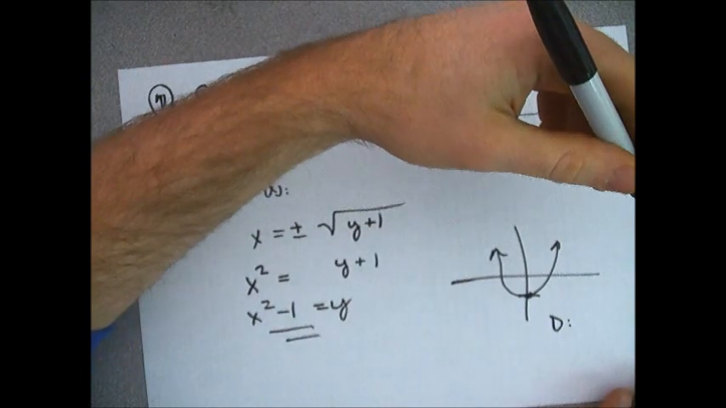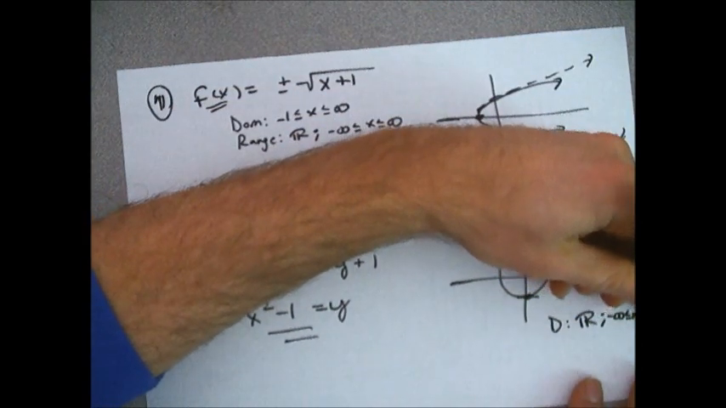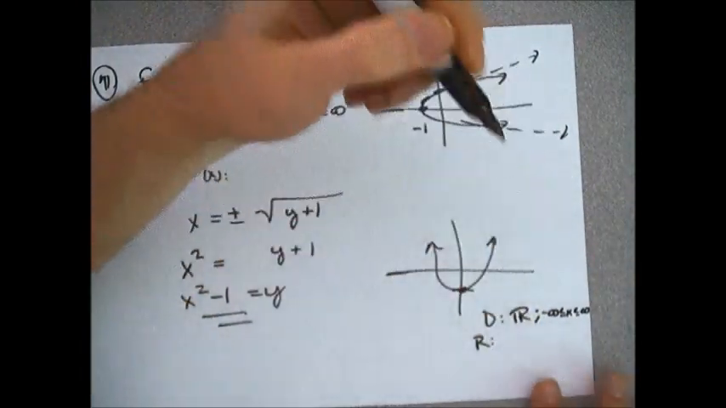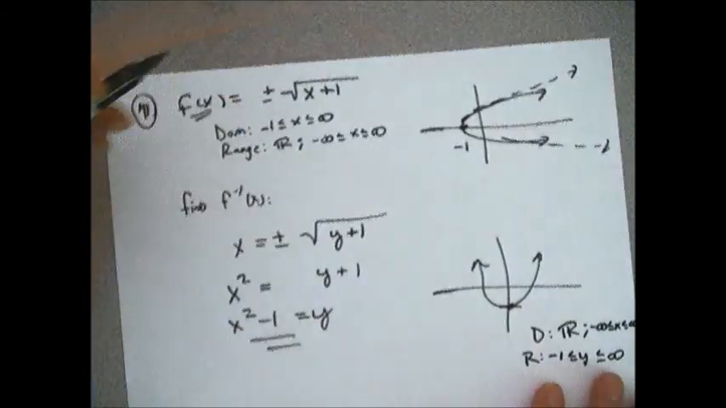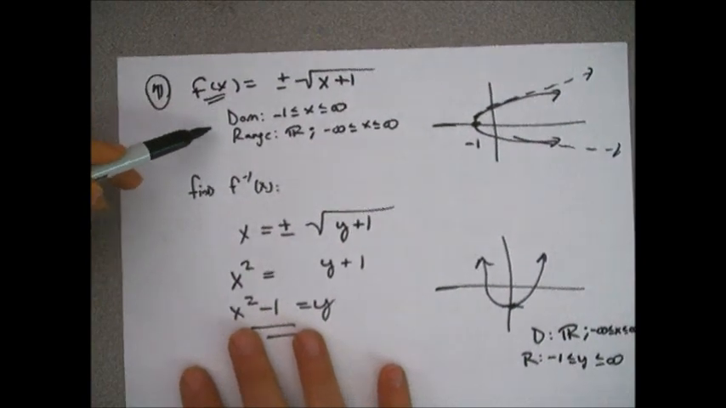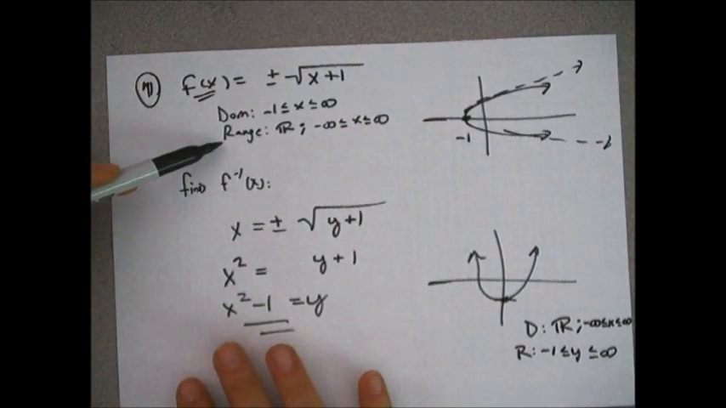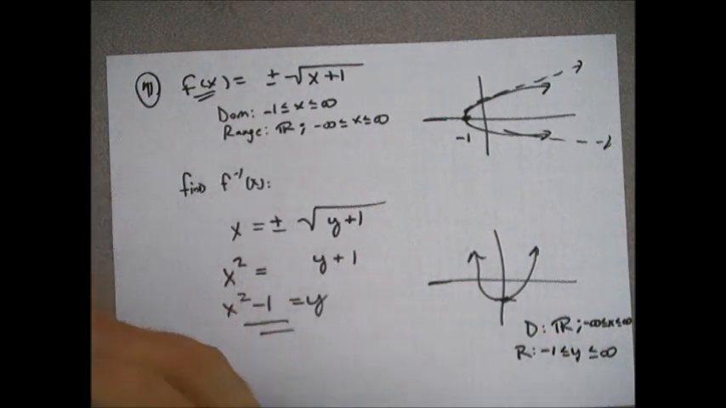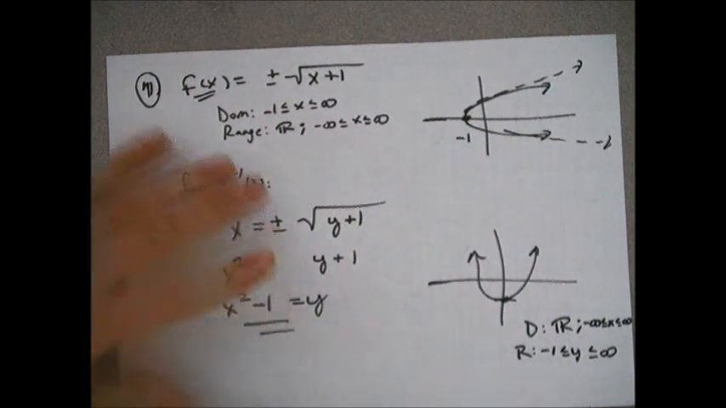What's my domain now for this sketch? Negative to positive what? Infinity. So all real numbers, or negative infinity to x to infinity. My range is what? Negative 1 to y to infinity. And what do we notice here? The domain of the first one is the range of the second one, and likewise the range of the first one is the domain of the second one, which should make sense, right? Because you switch the x and y values when you find the inverse, therefore you flip-flop the domain and range as well with it.